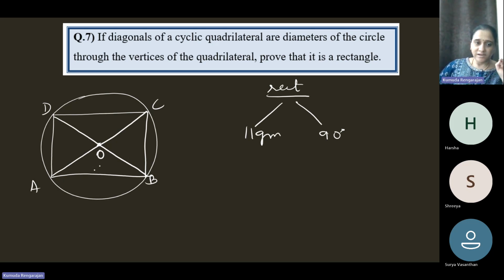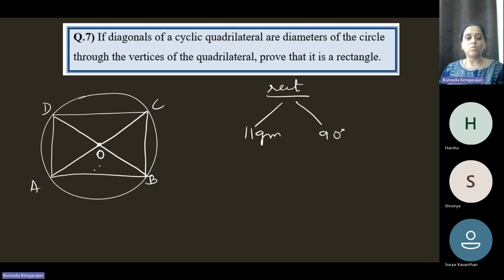Let me ask you slowly. Diagonal AC. ABCD is a quadrilateral, right? What is AC? Diagonal. Which is the midpoint of the diagonal AC? O. Because we know that's the center and that's a diameter also. So O is the midpoint. Now BD diagonal, which is the midpoint? O. Because BD is also a diameter and O is the midpoint. So if both the diagonals have the same midpoint, then the diagonals bisect each other.